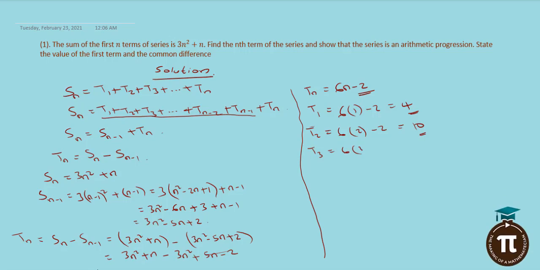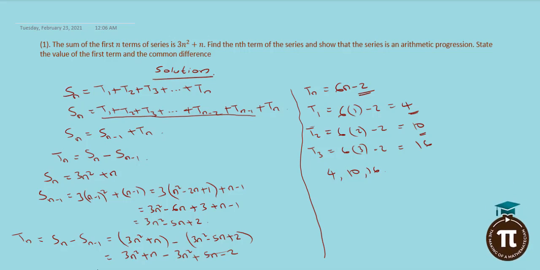6 times 3 minus 2. 6 times 3 is 18. 18 minus 2 will give me 16. Can you see that? So if you look at this, 4, 10, 16.